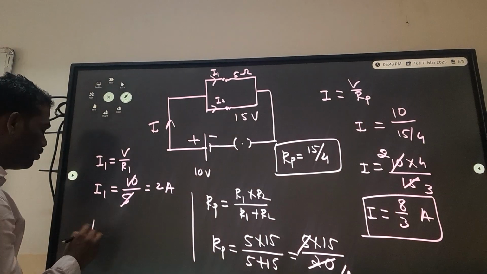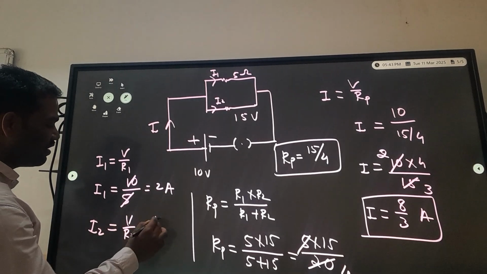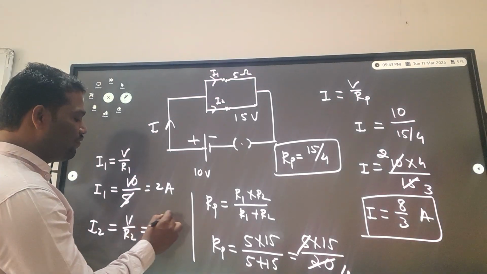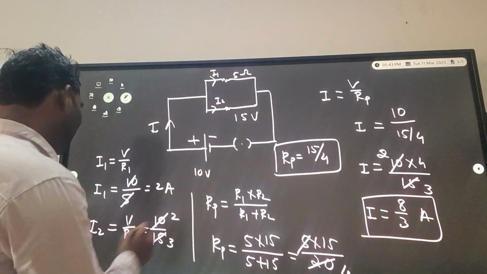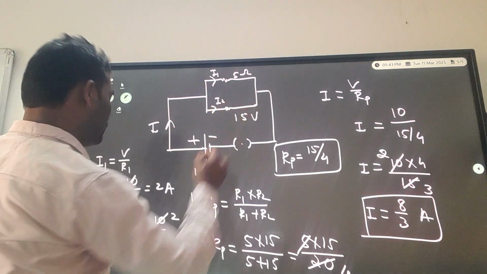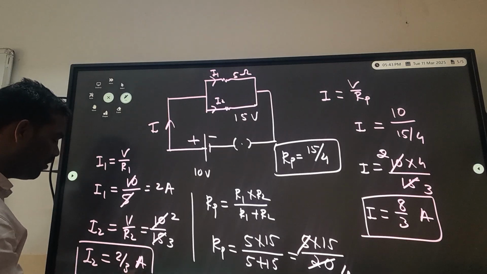Now let us calculate I2. So I2 is equal to what? Voltage divided by R2. Voltage is given as 10 volt. The value of R2 is 15. So we just divide by 15. 5 2s are 10 and 5 3s are 15. So 2 by 3 is the current passing through this section, I2. So 2 divided by 3 ampere will be the value of I2.